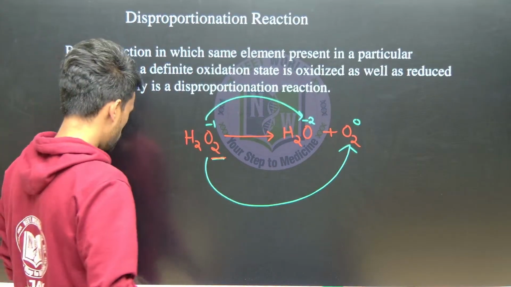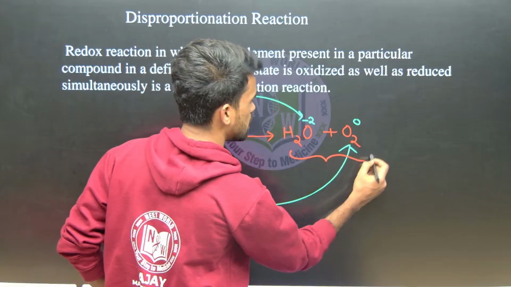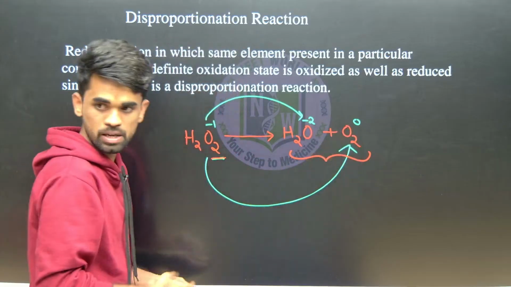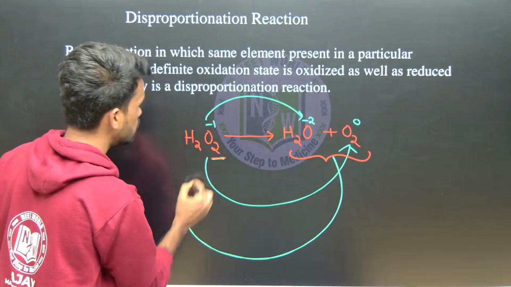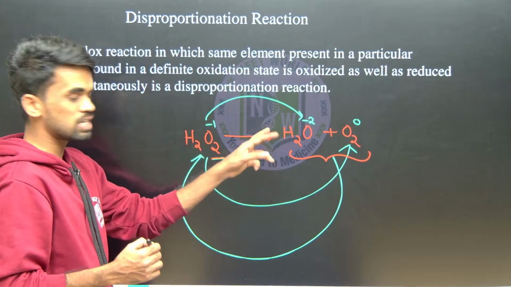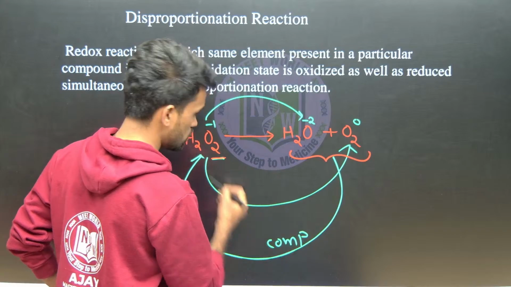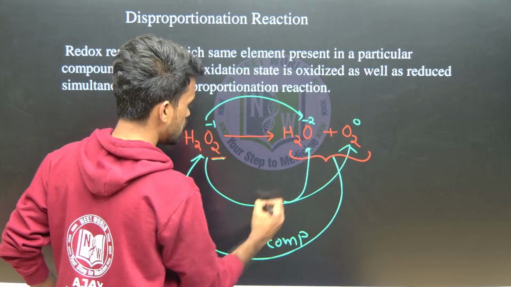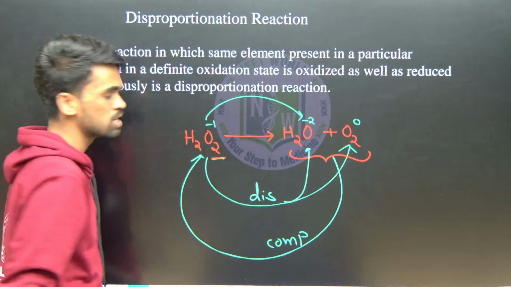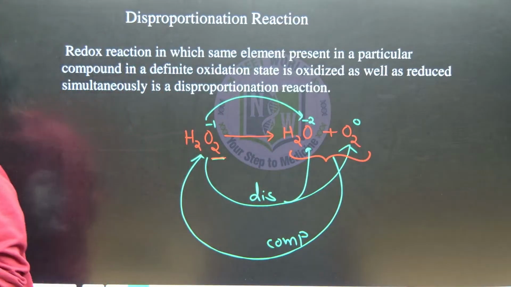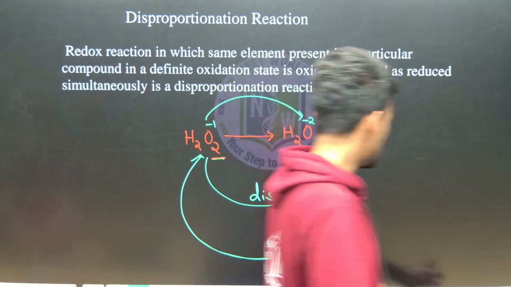Now what if the reaction takes place backward? It means from these two different oxidation states, -2 and 0, oxygen is now converting to a single state. If the reaction is reversed, then you can say this is a comproportionation reaction. So from here to here is disproportionation, and the reverse of that is comproportionation. This is what we discussed in the last class.